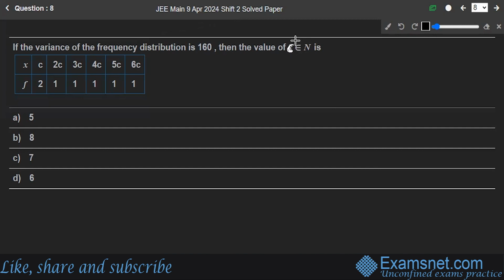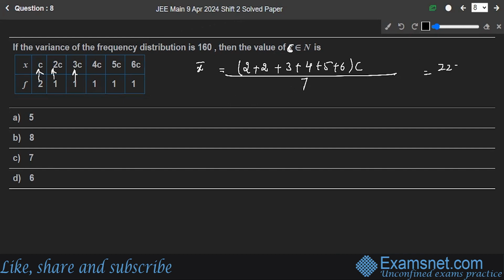The X and F values are given to you. First of all, let's find out the mean of the data, that is X bar. So this will be given by 2 plus 2, because I'm taking the C outside. So that's 2 plus 1 into 2, 2, 1 into 3, 3, plus 4, 5, and 6. The C I've taken outside as the common one, and the number of terms are 7, so it will be divided by 7. This will give you a total 22 C by 7. This is the mean of the data.